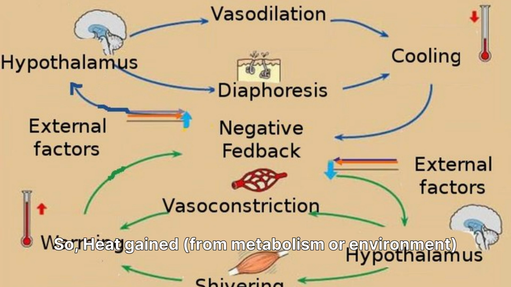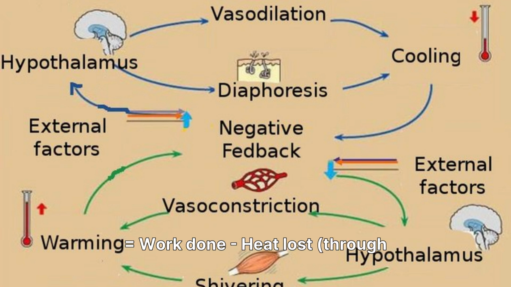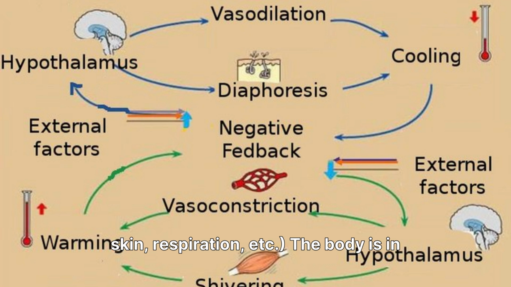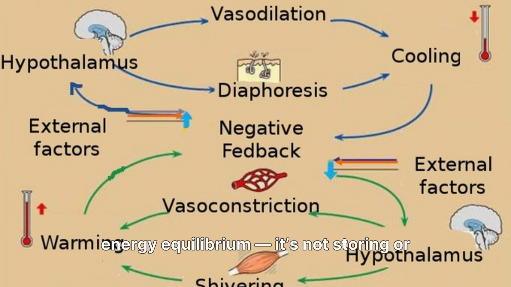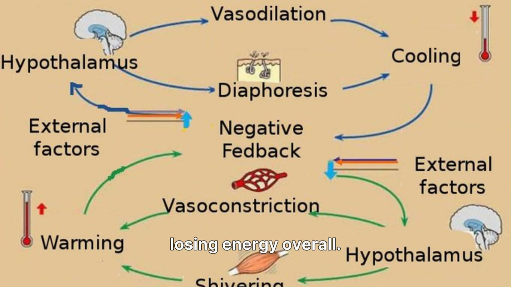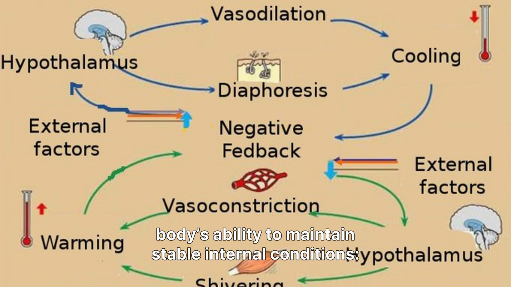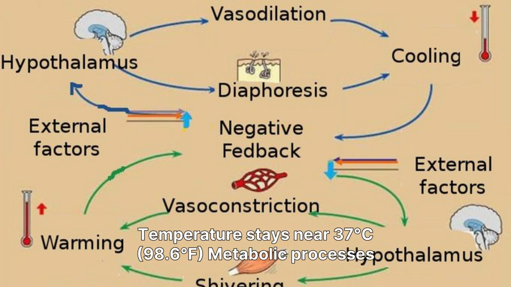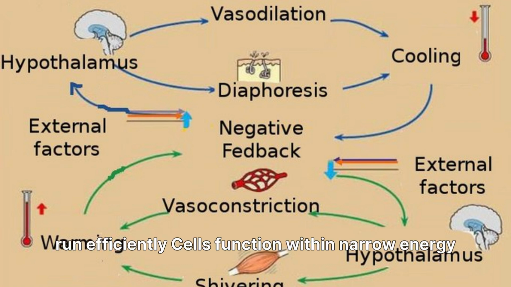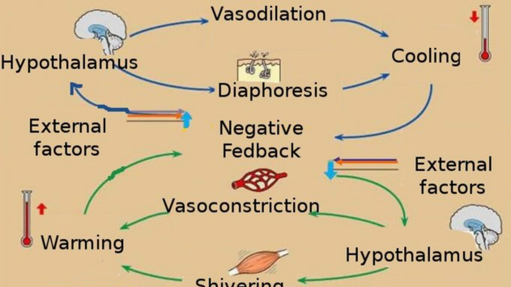So heat gained from metabolism or environment equals work done minus heat lost through skin, respiration, etc. The body is in energy equilibrium. It's not storing or losing energy overall. This condition is crucial for homeostasis, the body's ability to maintain stable internal conditions. Temperature stays near 37 degrees Celsius, 98.6 degrees Fahrenheit. Metabolic processes run efficiently. Cells function within narrow energy limits.